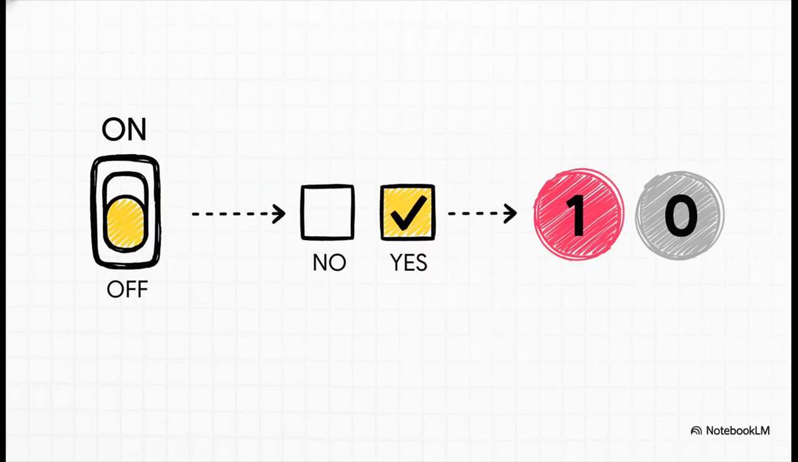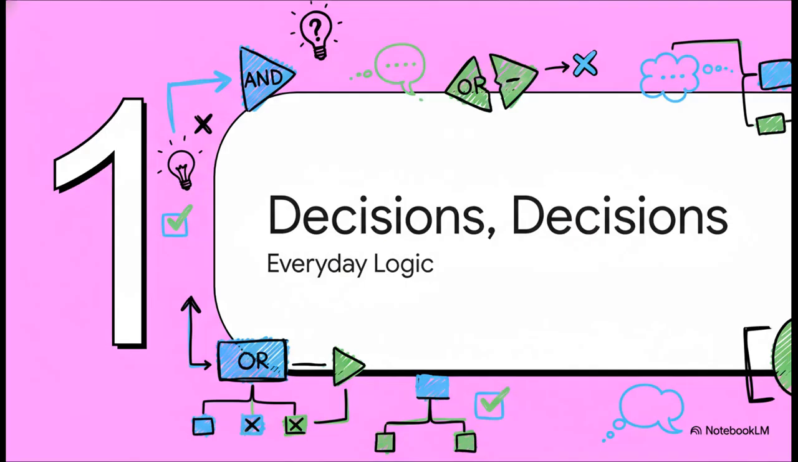And we're not talking about complicated ideas here. It's just on or off, yes or no. For a computer, that's a 1 or a 0. Seriously, that's it. That's their entire vocabulary. That's how they think.